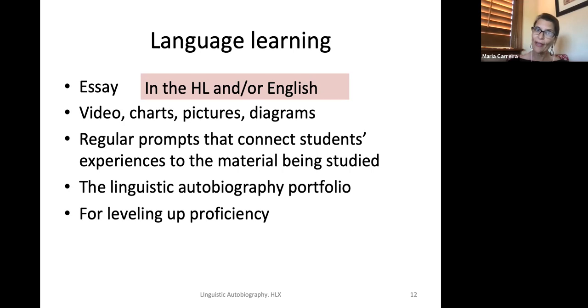The linguistic autobiography portfolio also connects to another topic, that of leveling up proficiency, that the linguistic autobiography can be used to level up proficiency. And by this, I mean the regular prompts that I'm talking about, kind of daily or maybe weekly prompts. You can use these to level up proficiency. Let me show you what I mean by this.